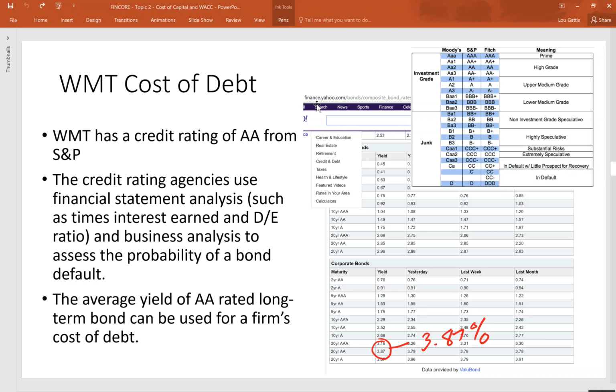Then I went to Yahoo Finance, looked up bonds, composite bond rates, and what you have is corporate bonds. I found a long-term corporate bond, 20-year AA bonds. Those are bonds that have the same risk as Walmart, as assessed by the rating agencies, and they have a 3.87 cost of debt. That's actually what I'm going to use for my WACC calculation.